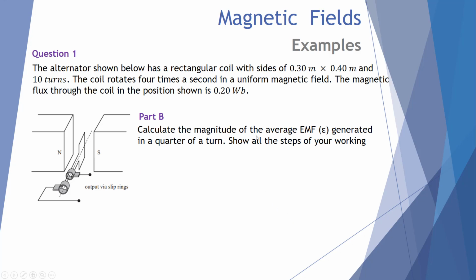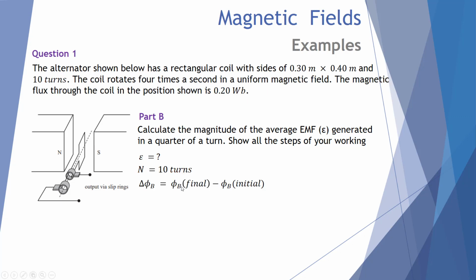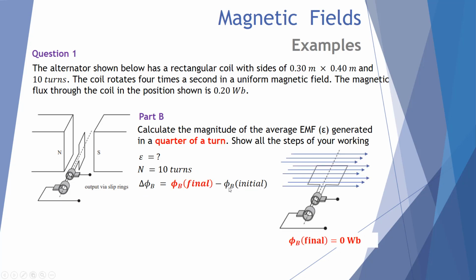Part B, calculate the magnitude of the average EMF generated in a quarter of a turn. Show all the steps of your working. So first of all, the EMF is our unknown, that's our question. There are 10 turns in this coil. Now the change in flux is our final magnetic flux, take away our initial magnetic flux. So first of all, in a quarter rotation, we start in a vertical position here where the flux and the cross-sectional area are perpendicular. Our final arrangement, a quarter of a rotation later, 90-degree rotation, will be where our magnetic field and our cross-sectional area are parallel. That generates 0 magnetic flux. So our final value was 0 Weber.